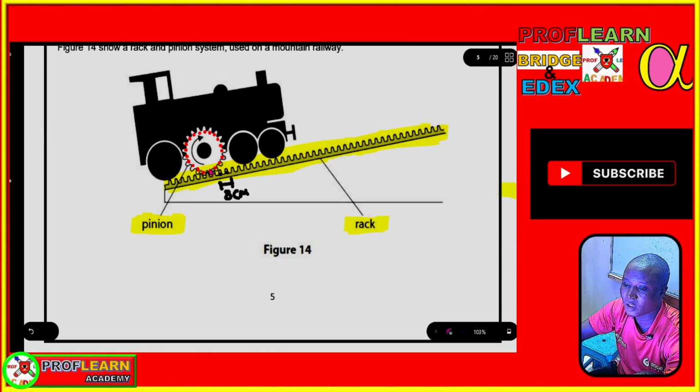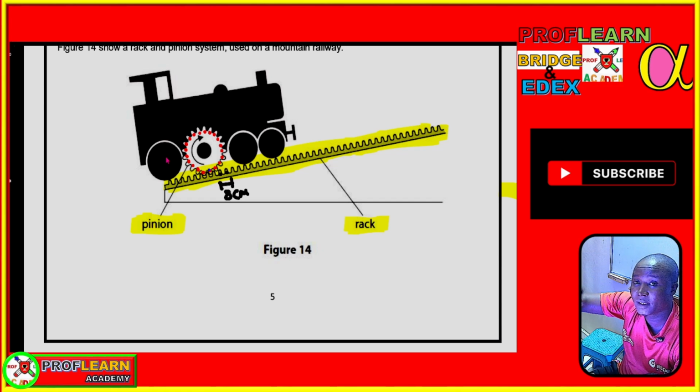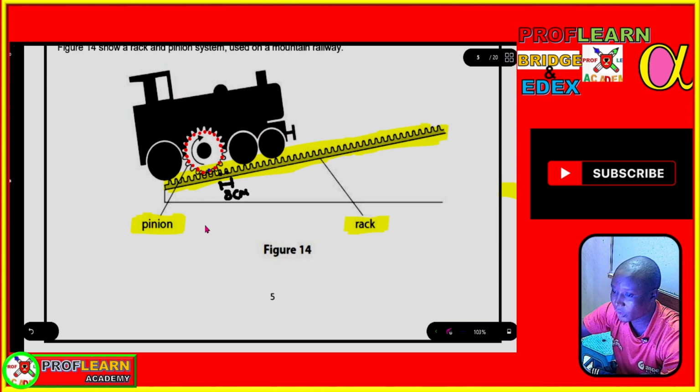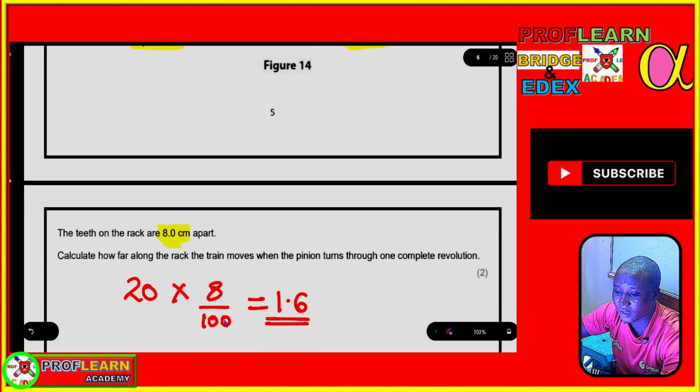How many teeth do we have in the pinion? We're going to say 1, 2, 3, 4, 5, 6, 7, 8, 9, 10, 11, 12, 13, 14, 15, 16, 17, 18, 19, 20. We have 20 of them. So by the time it makes one revolution, we are going to have 20 teeth moving along this path. So the distance covered is 20 times 8 over 100.